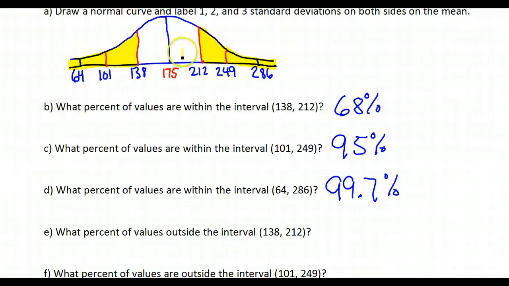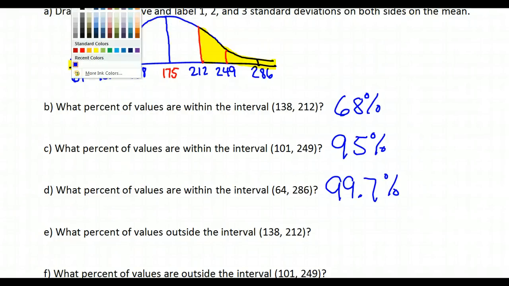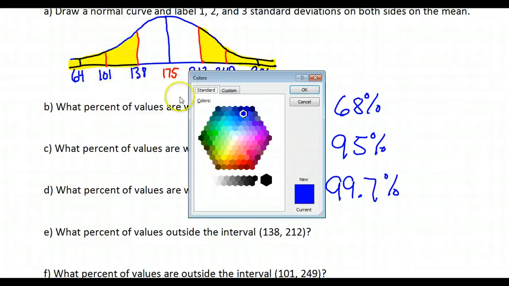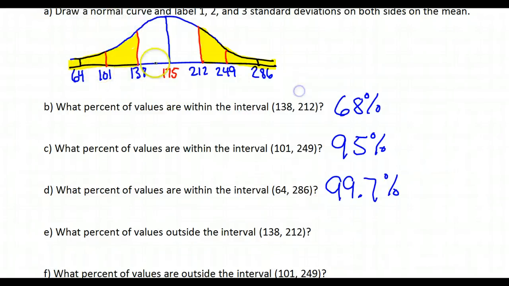Remember, the entire graph is 100%. So the part that they're leaving out is this white part in here, and we know that this white part is 68%. So all we have to do is 100% minus 68%, and that should give us the part that's on the outside. That's going to be 32%.